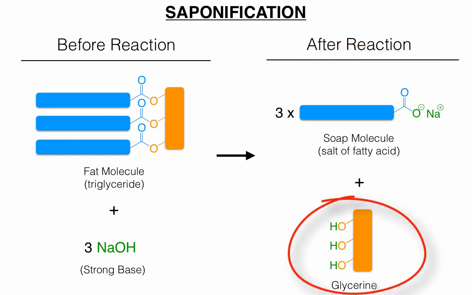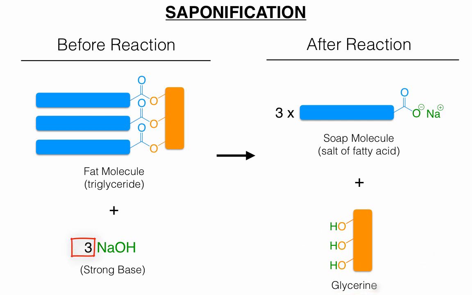There needs to be 3 strong base molecules in this process, 1 for each of the bonds that are being broken. If we know the molecular weight of the triglyceride and the sodium hydroxide, we can easily determine the mass of sodium hydroxide that we will need for 91 grams of fat using stoichiometry, which is a type of calculation taught in high school chemistry.